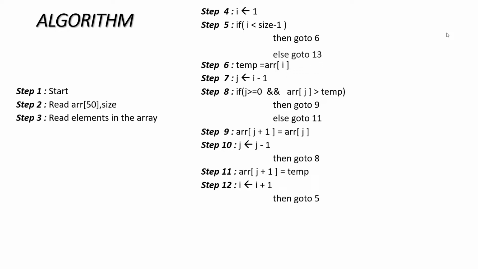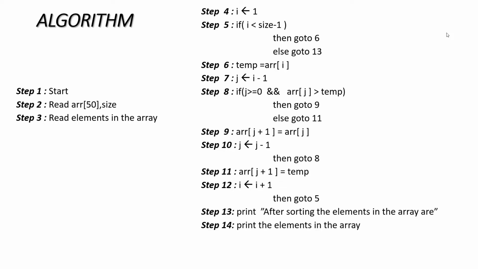In step 5, I check whether i is less than size minus 1 or not, until the condition in step 5 fails. Once it fails, I move to the 13th step, where I print that after sorting, these are the elements in the array, and move to the 14th step, where we print the elements in the array, and we move to the last step, step 15, stop.